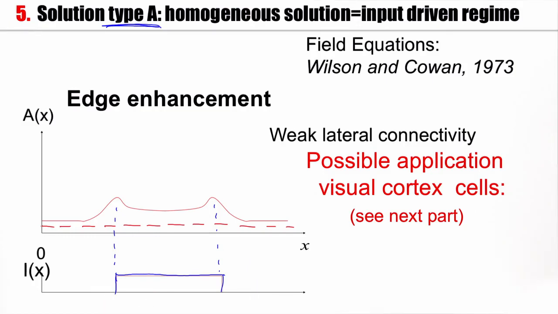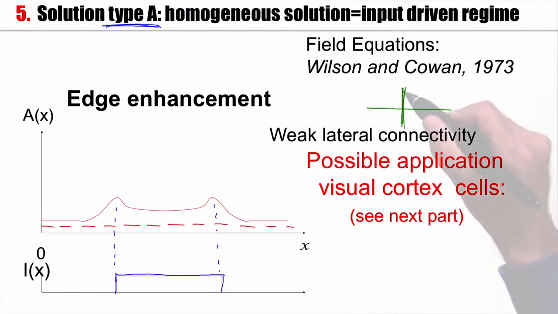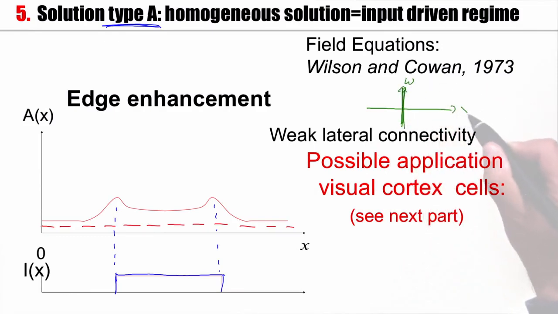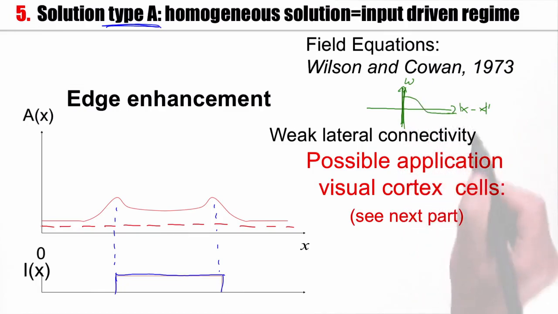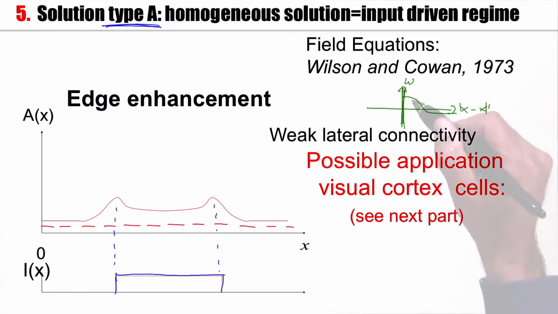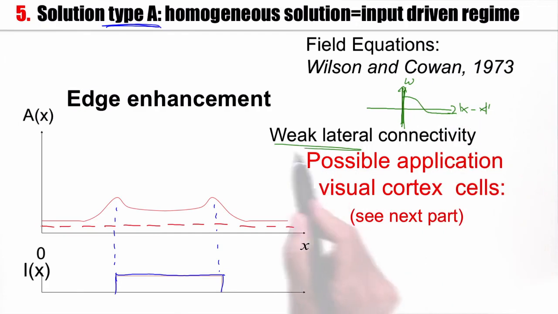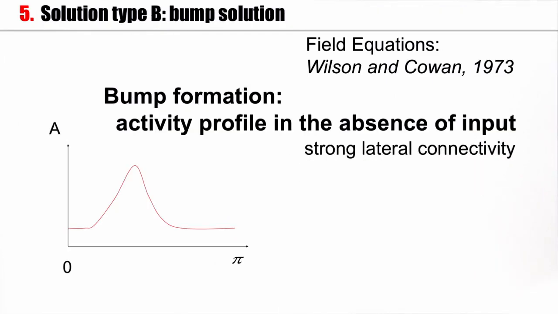So this regime typically occurs if my connectivity profile for the weights has a structure. So here's the size of the weight, and this is x minus x prime. That's the distance between the two neurons. It has sort of this broad profile, and the amplitude is rather small, so it's called a weak lateral connectivity profile. Now the other solution is the bump solution.